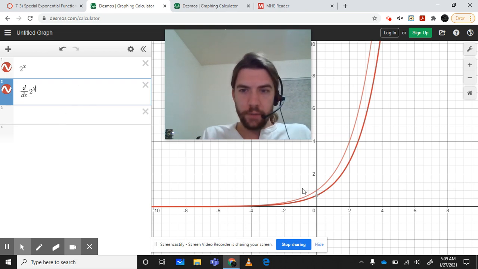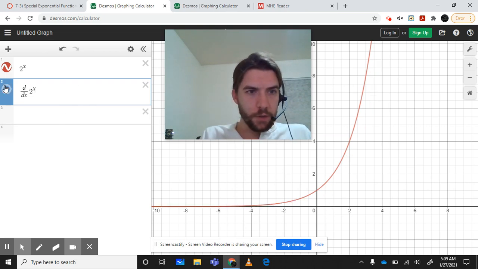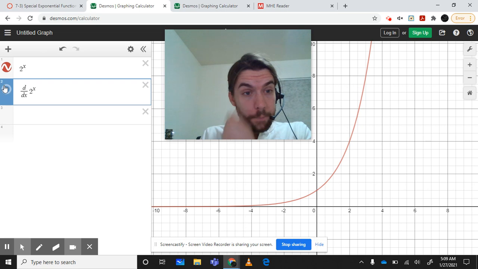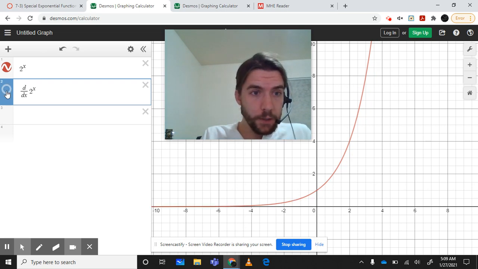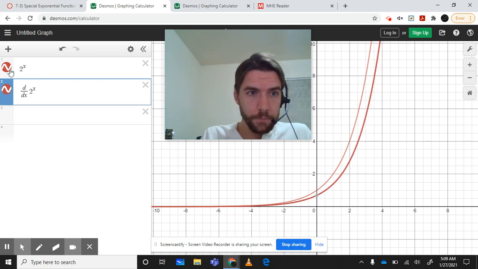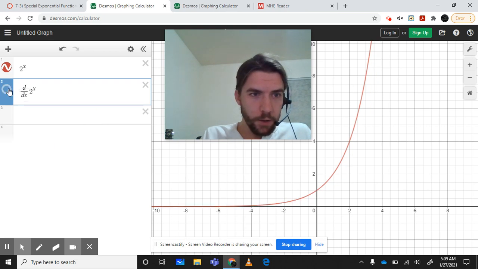Okay, so we find that the slope of the line, let's change the colors here, that's terrible. How do I do that? Sorry for figuring this out on your guys' time.